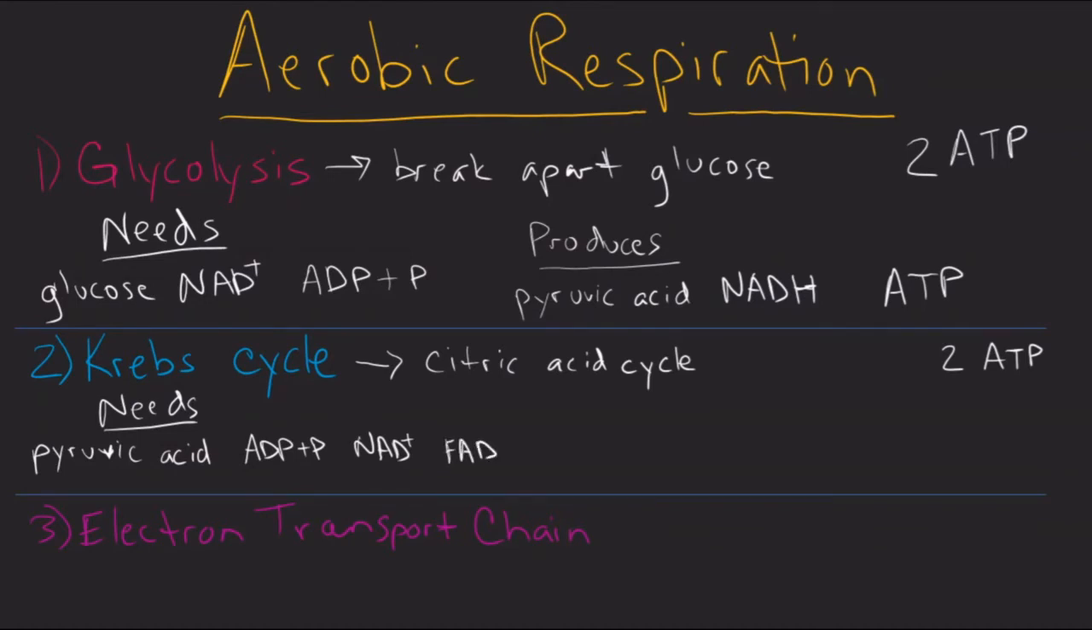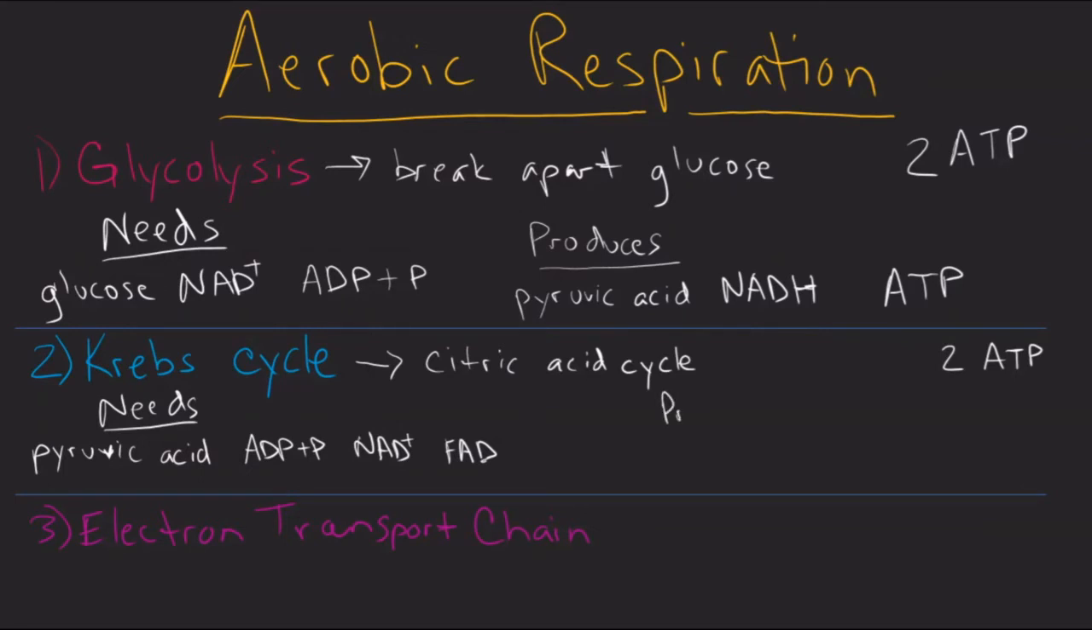FAD is its empty form, and when we give it the 2 extra electrons, because you'll notice FAD does not have a plus with it. It's not positive. It's already a neutral molecule. And so when we give it those 2 extra electrons, it actually picks up 2 protons so that all things remain balanced and neutral. And so it becomes FADH2.